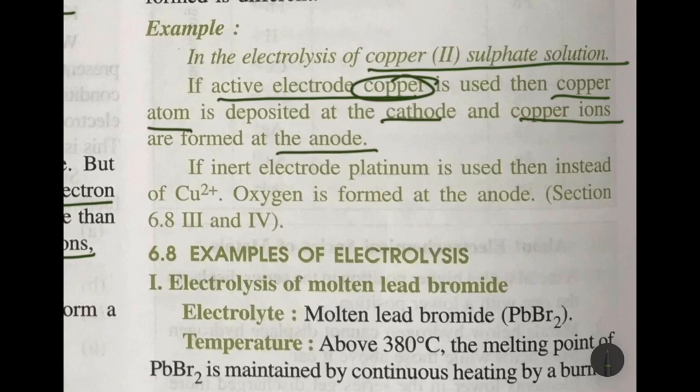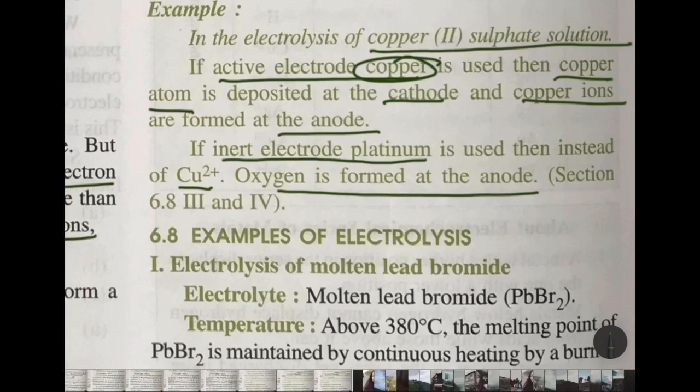When we take up the examples of electrolysis later on, we'll be discussing the electrolysis of copper 2 sulfate using both active as well as inert electrodes. So if inert electrode platinum is used, then instead of copper ions, oxygen is formed at the anode. Okay, today I stop here, children. We'll continue in the next upload.